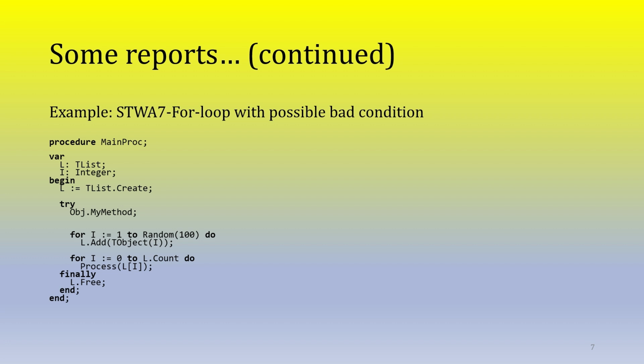In this example, it is very possible that the end condition for the second for loop is wrong. Most likely it should be written as L.count-1. This code will, because of this, trigger a SDWA7 warning.